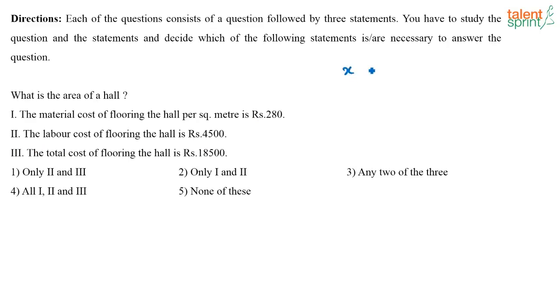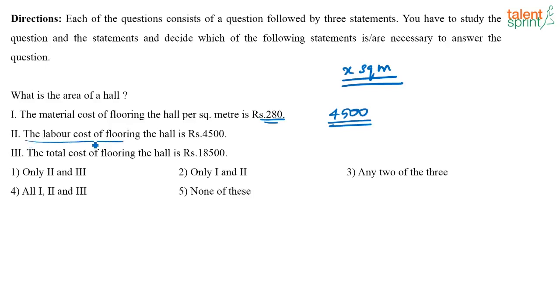See, let us say the area of the hall is x square meters. I have to find out the value of x. Now, here, per square meter cost is given. I have to find out how many square meters there are, right? Using statement one alone, I can't say what the answer is. Next statement, the labor cost of flooring the hall is 4,500. See, this labor cost is a fixed cost, right? 4,500 rupees is fixed. For flooring this particular hall, you have to give the laborers 4,500 rupees. That is a fixed cost.